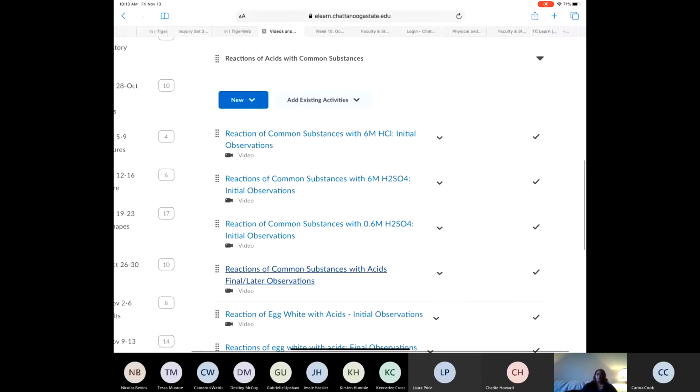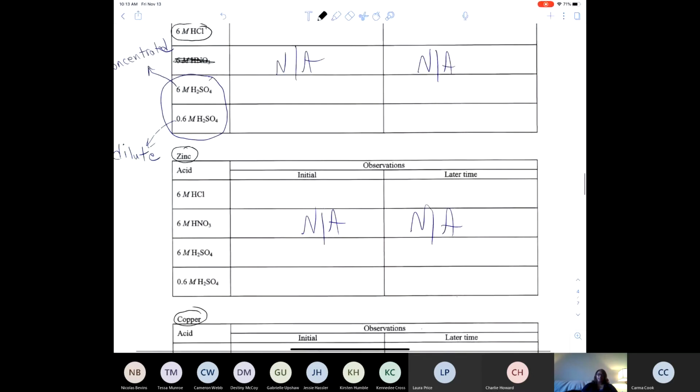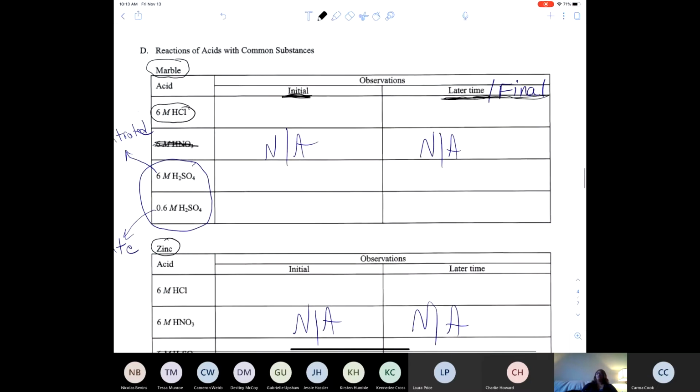So go ahead and go to your individual group meeting rooms, view the videos for the reactions for each acid with those common substances, and then fill out your data table with your observations. Again, you don't have to write a whole lot. Basically, just tell me what you see. What changes are happening to each of the substances? Do you see fizzing? Do you see bubbling? Do you notice a color change? Is the substance getting smaller, especially the zinc or the pieces of metal? Do the pieces of metal get smaller? Do they change in some way as a result of reacting with the acid?